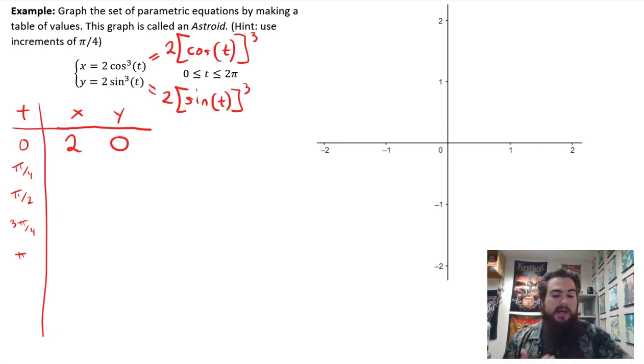Now, if I plug in pi over 4, we can also do that by hand. Cosine of pi over 4 would be square root of 2 over 2. To the third power, that would be 2 to the 3 halves power divided by 8. If you multiply that by 2, you'll get 2 to the 3 halves divided by 4. Overall, that means you're going to get 1 divided by the square root of 2, or the square root of 2 divided by 2.